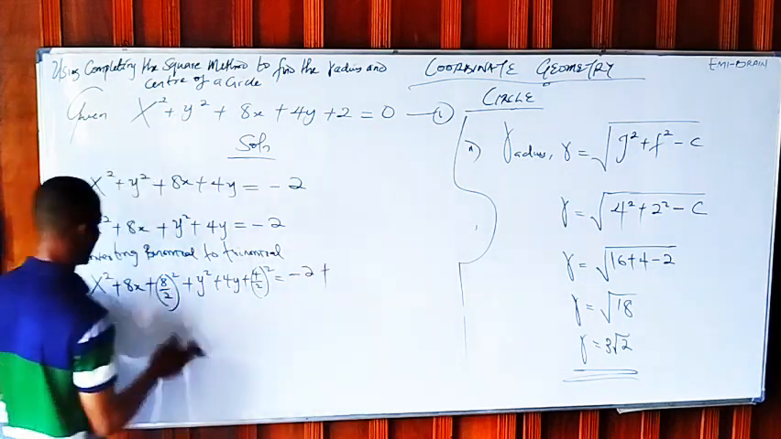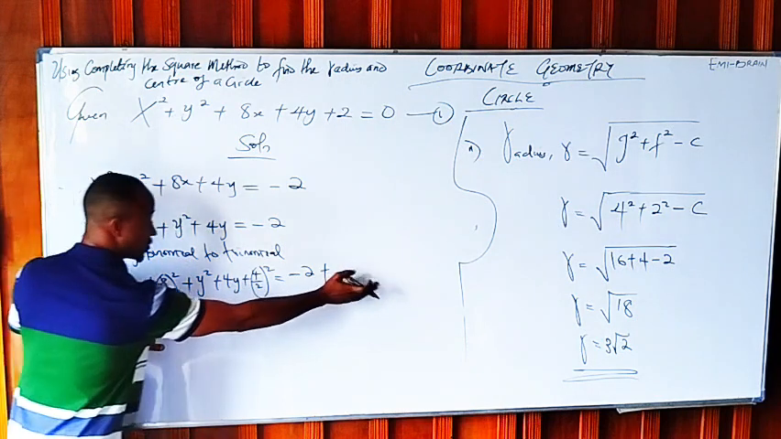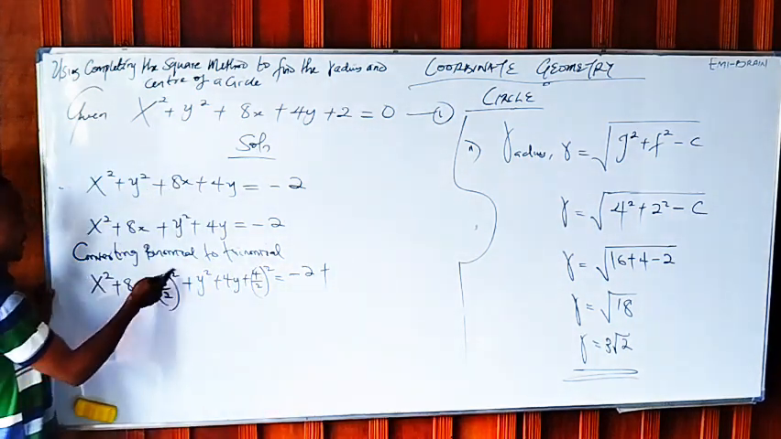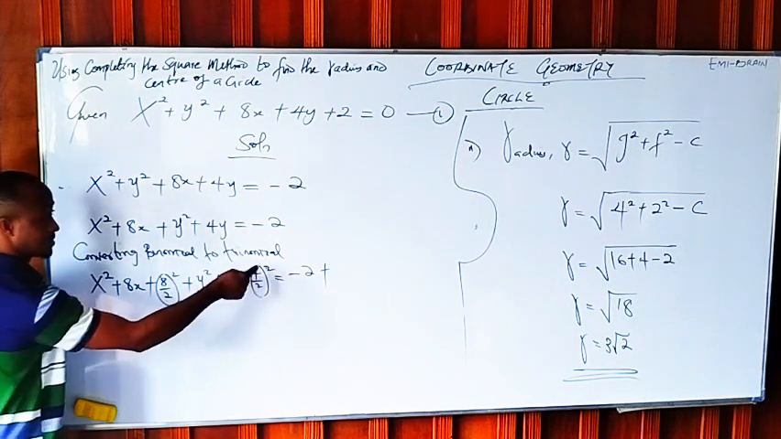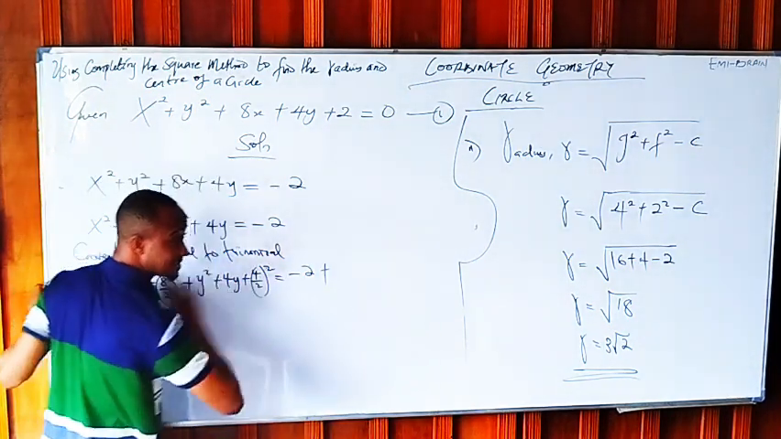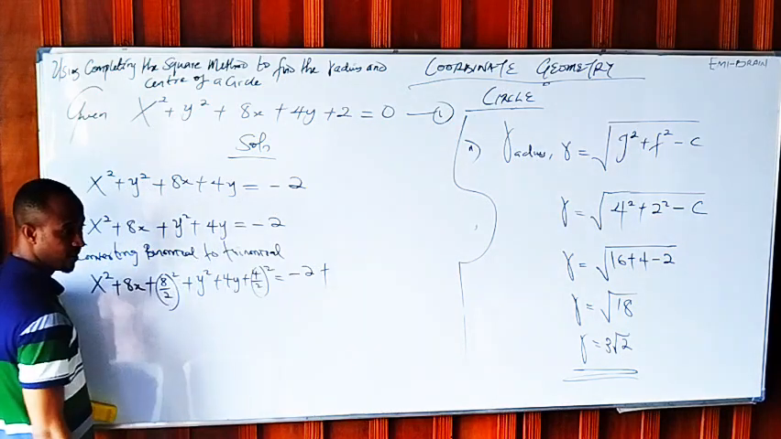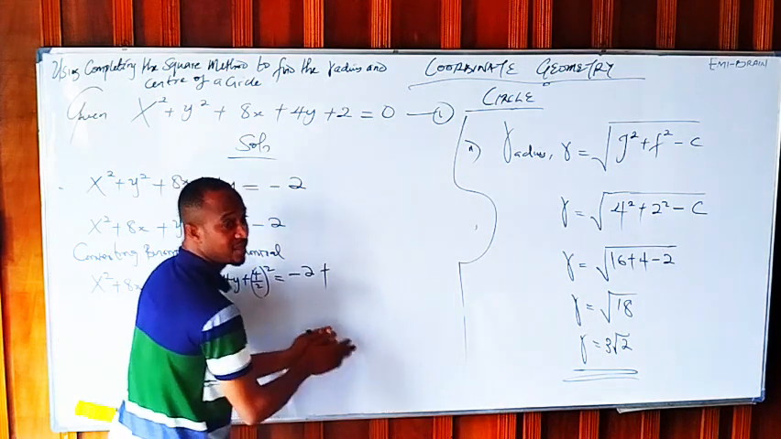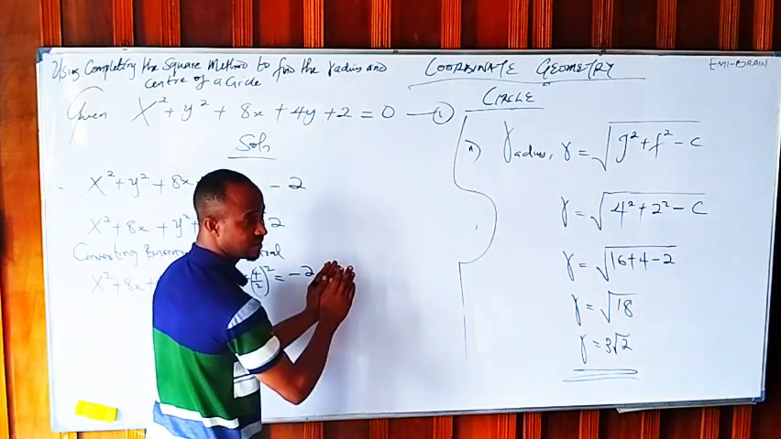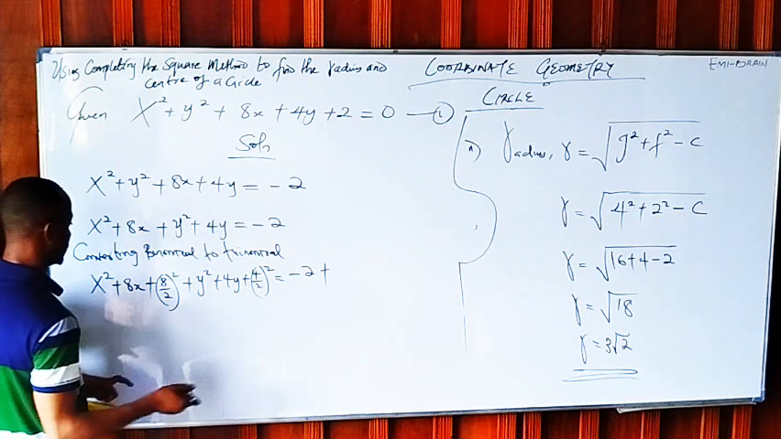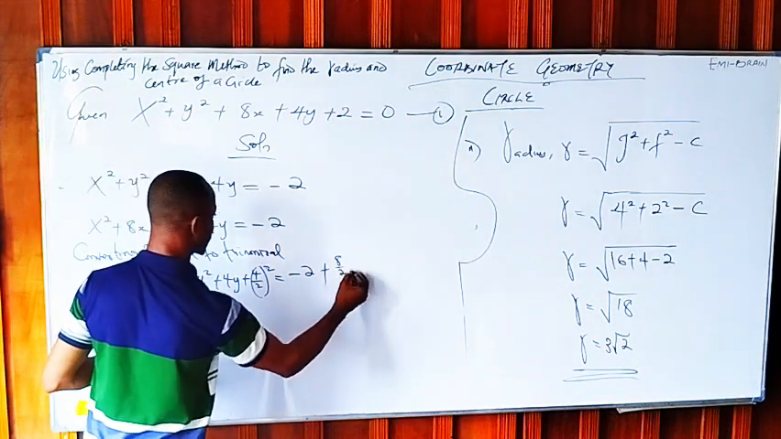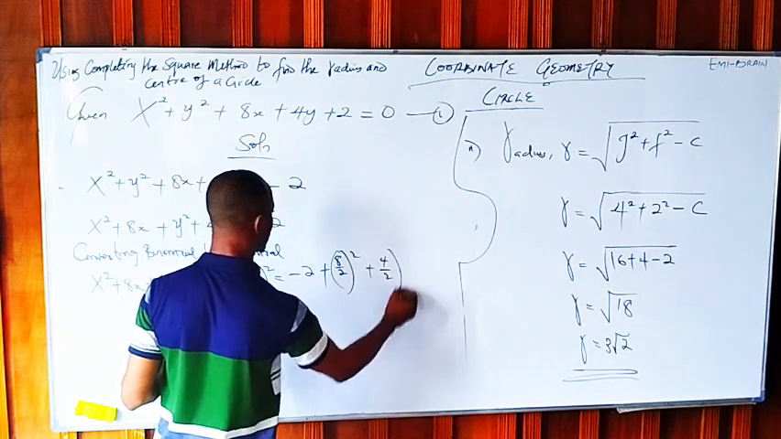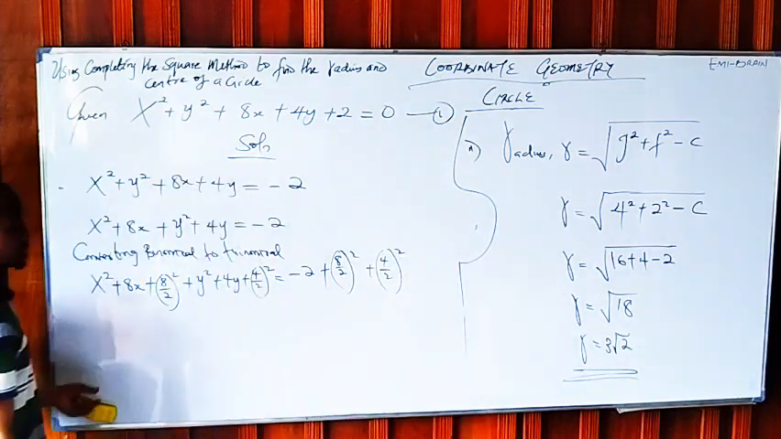I will then add this to the other side. Since on this side, the only thing we added here is this and this, I will do the same on the other side to balance both sides of the equation. Is it not so? If I'm adding 2 here, I also add 2 here. I'm adding 20, I also add 20 here. Do you get it now? So that means plus 8 over 2 all squared, plus 4 over 2 all squared. Are you following me?